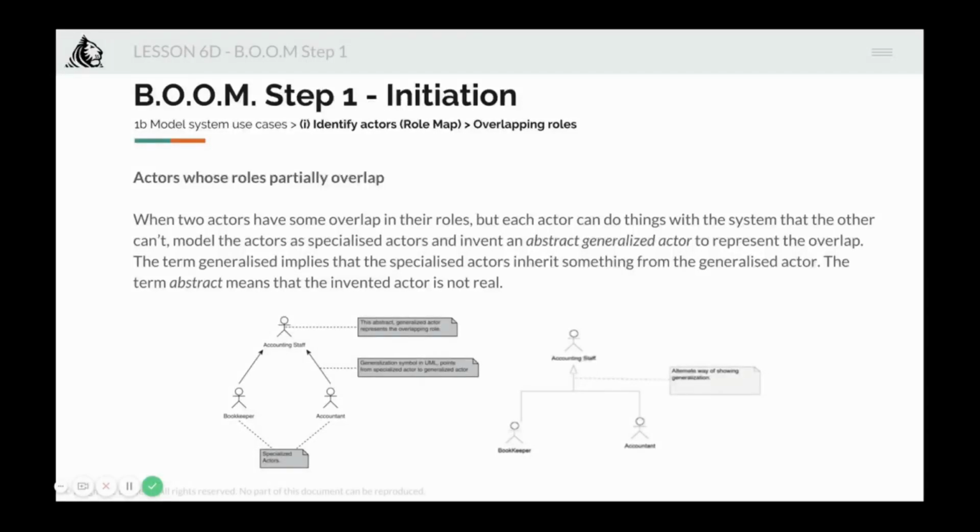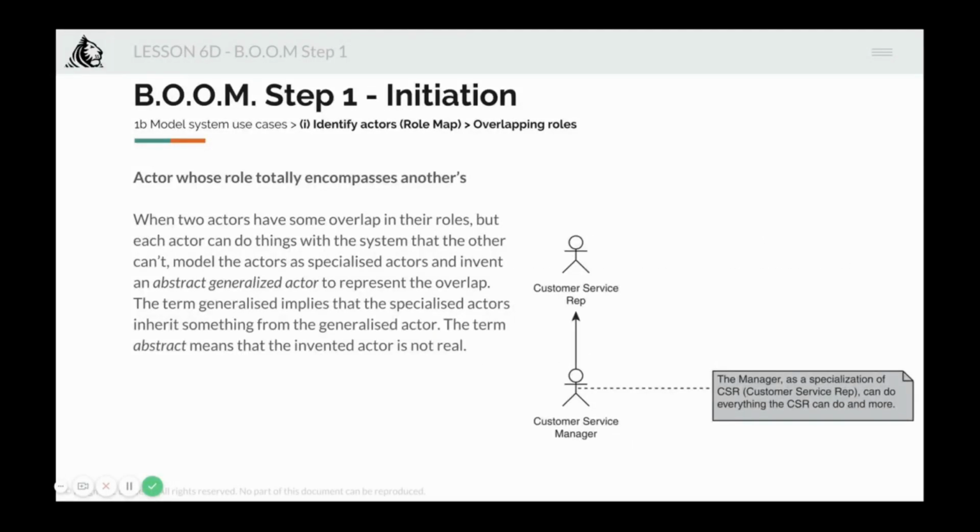I hope this is super clear, right? And the second situation is where the actor's role totally encompasses another's, right? So there's a customer service rep and there's a customer service manager. So in these cases, an actor might be able to do everything that another actor can do and more. In this situation, model the actor with a restricted role as the generalized actor and model the actor with a larger role as the specialized actor.